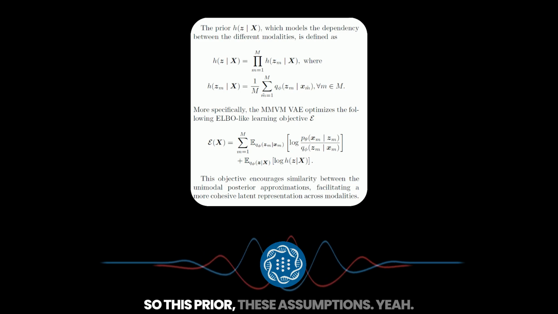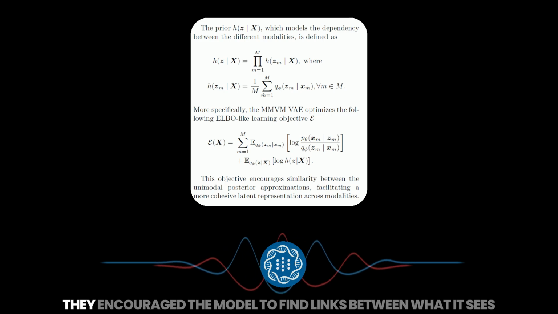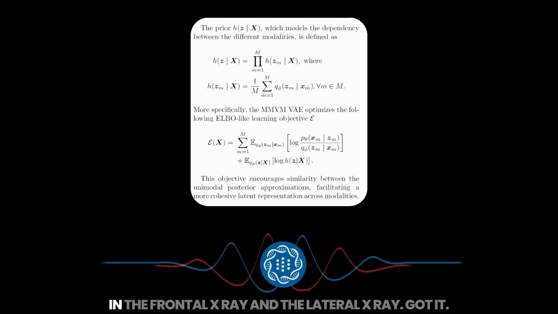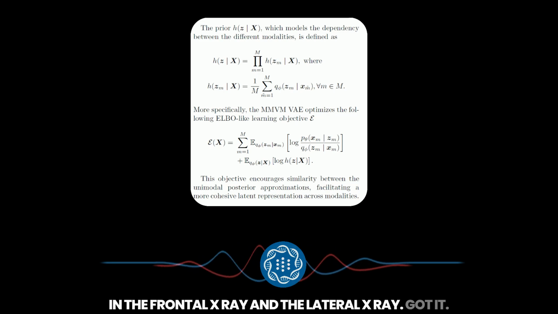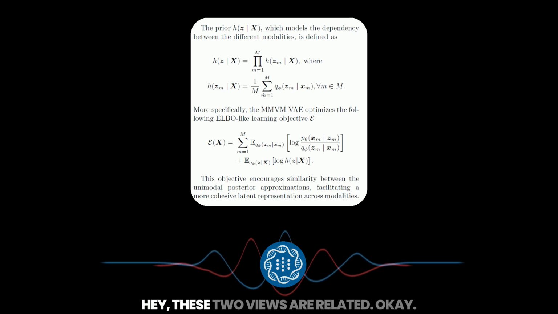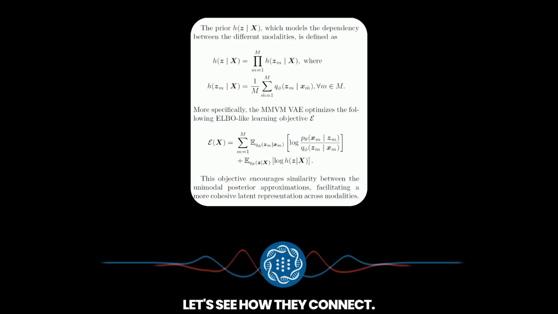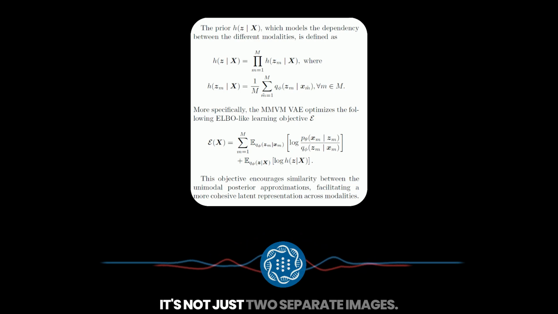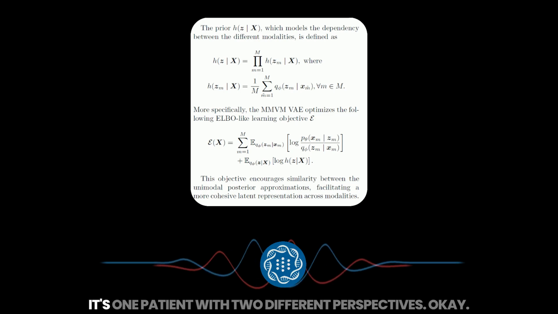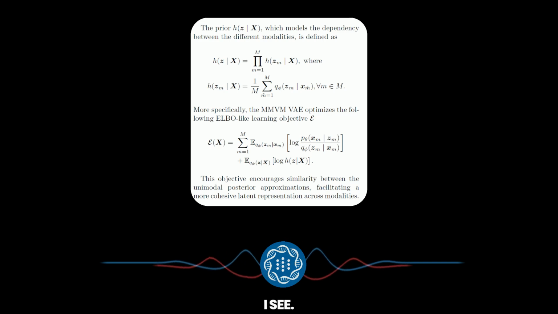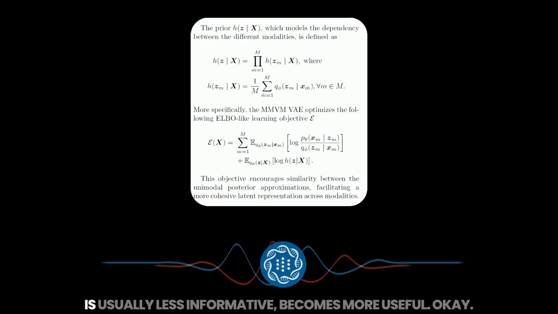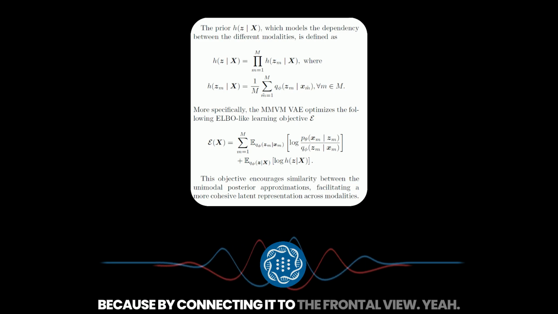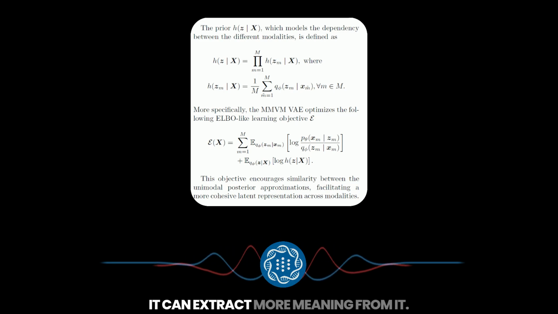So this prior, these assumptions, they encourage the model to find links between what it sees in the frontal X-ray and the lateral X-ray. It's like the model is saying, hey, these two views are related. Let's see how they connect. So it's getting a more holistic picture of what's going on. It's not just two separate images. It's one patient with two different perspectives. And that's why that lateral view, which is usually less informative, becomes more useful. Because by connecting it to the frontal view, it can extract more meaning from it.